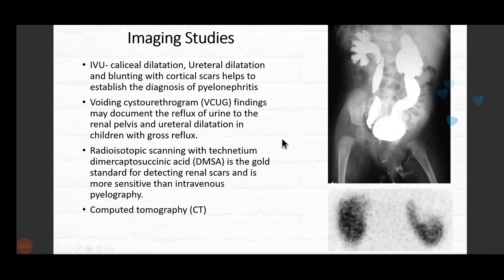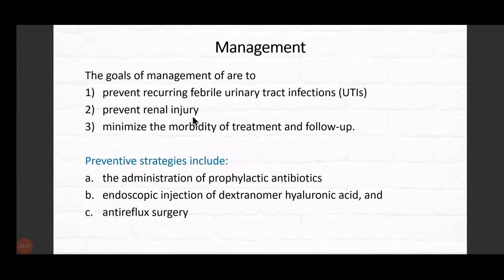CT scan also can be done, ultrasound also can be done as an adjunct, but this is the primary, the standard investigation you need here for the cause. Because in patients of VUR, the management depends on preventing recurrent infections, preventing renal damage, and minimizing morbidity, because the disease process already exists. Unless you take mechanisms or plan to control that disease, the repeated infections will continue to happen.